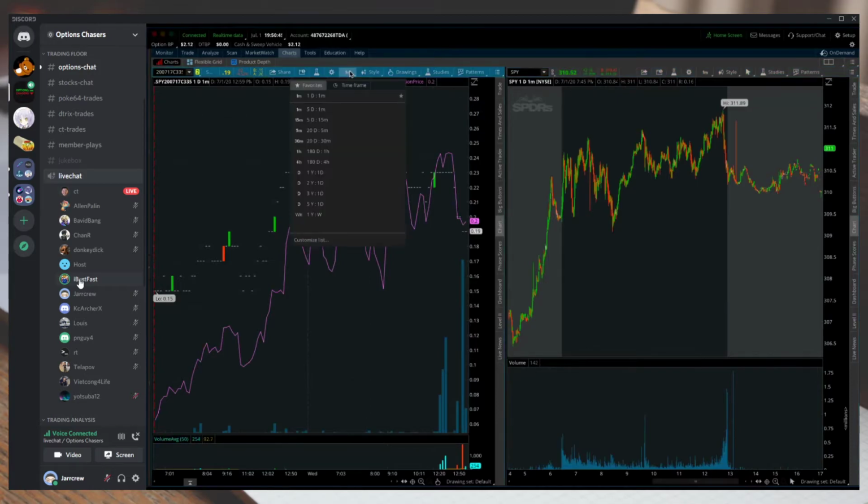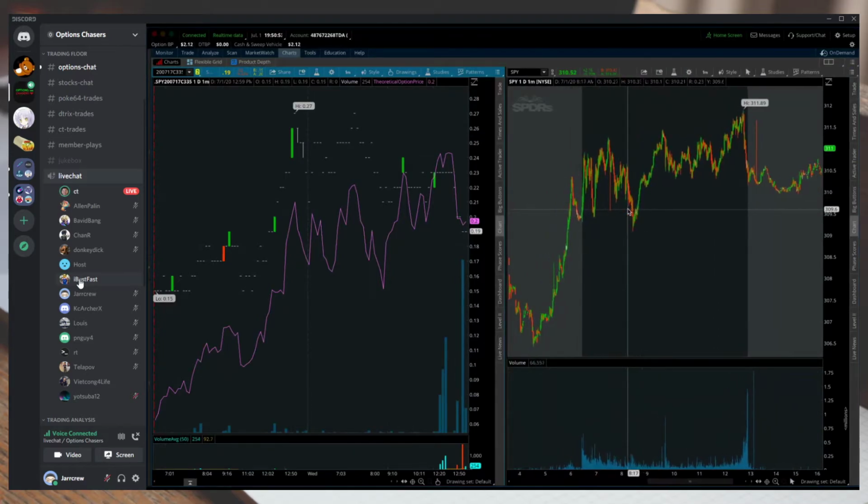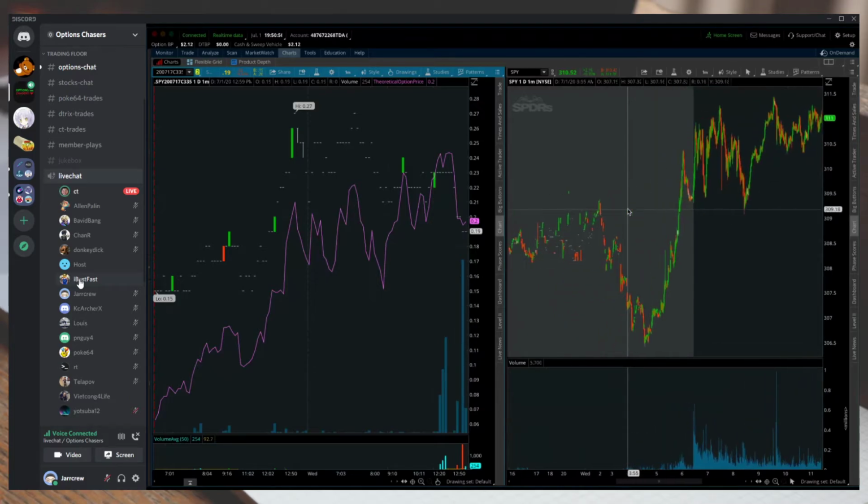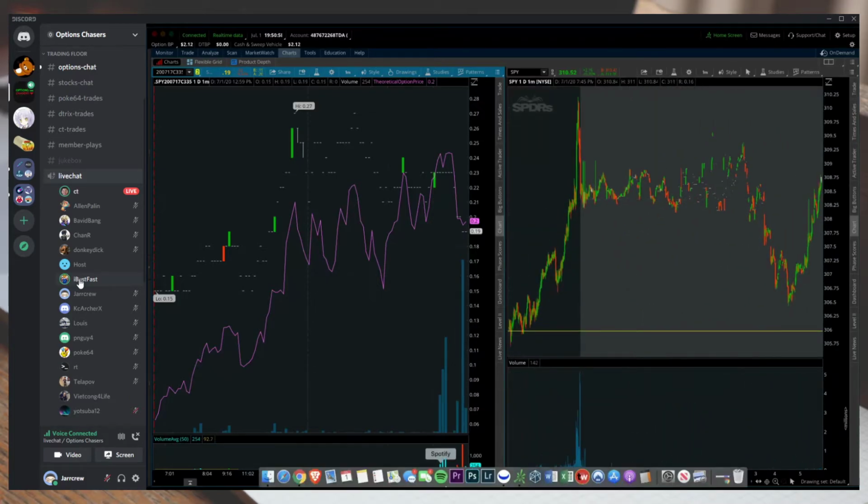Is this like an extension of TOS, like you download it to your desktop, or is this all through the website? No, this is not through the website. You download it from the website. This is the Thinkorswim program. It looks like this right here.